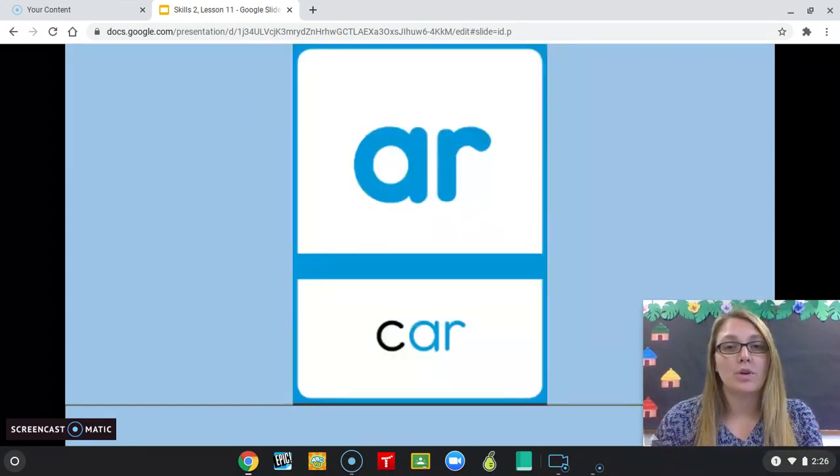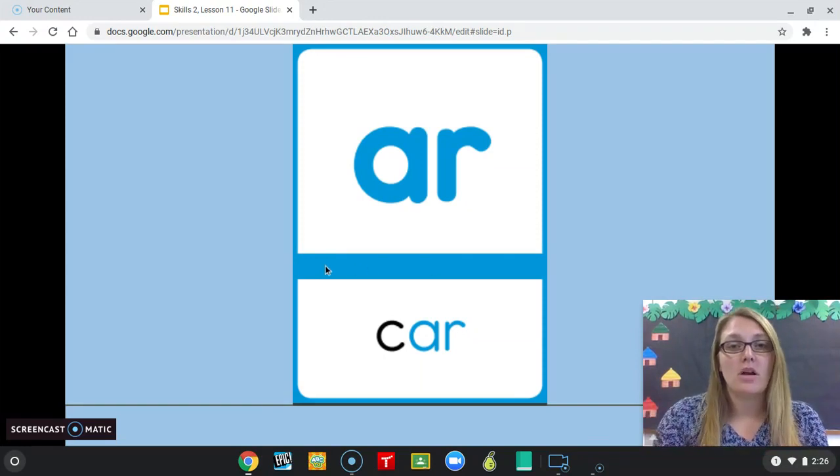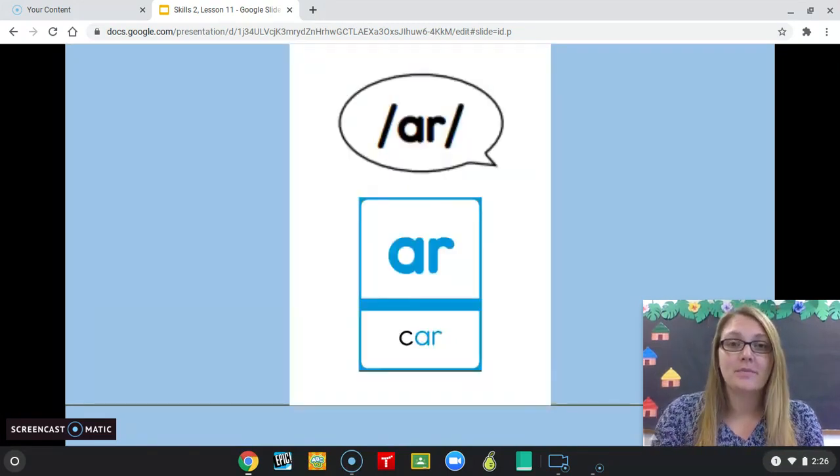And ar, like in the word car. The power bar is all the way across, so that's the main spelling for the sound ar, A-R.